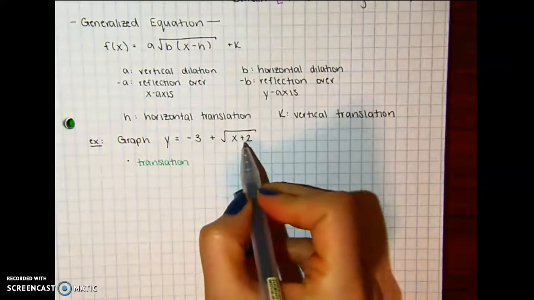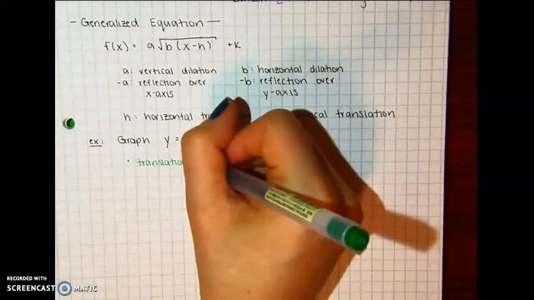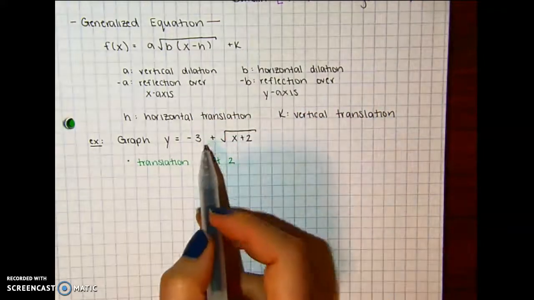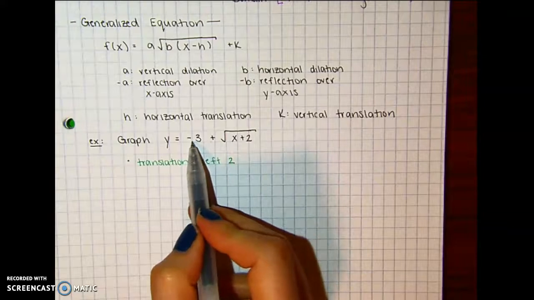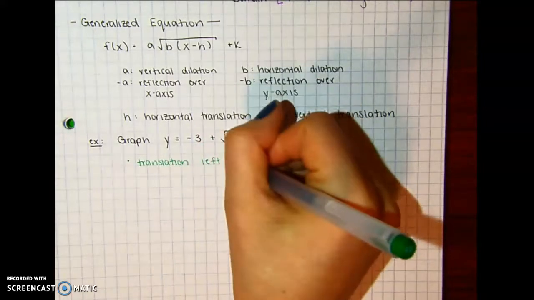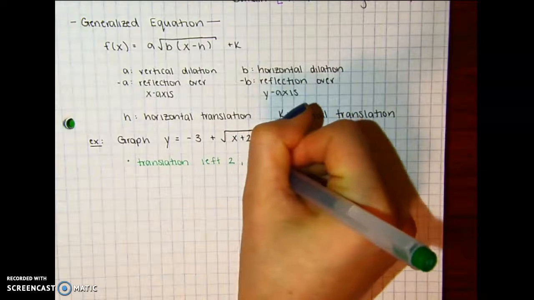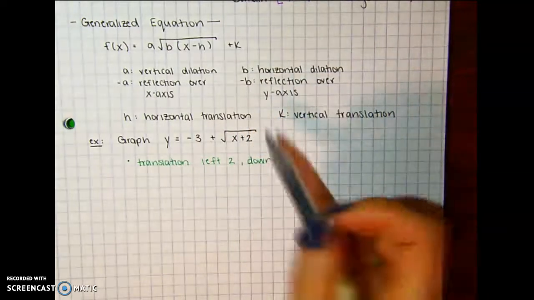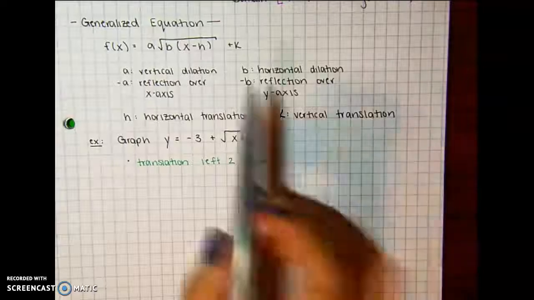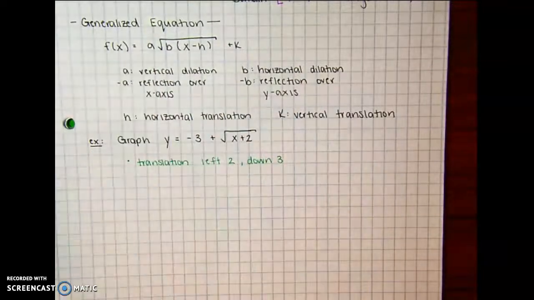And because it's adding 2, that means we're going to go left 2. And then we're adding this -3, so that on the outside, so that means that we're going to go down 3. So even though it's not on the outside, like it's not on the right, it's on the left, that doesn't matter. Commutative property, right? 2 plus 3 and 3 plus 2 are the same. So it doesn't matter where this is. It's still a translation down 3.